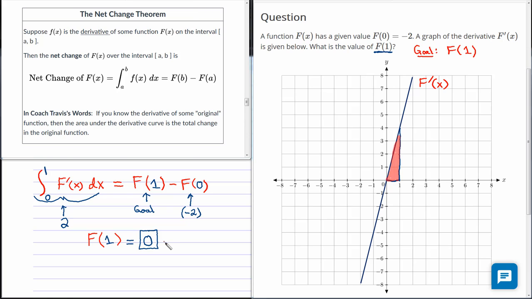So if that made sense, awesome. If it didn't, you can just focus on the algebra, because the algebra makes it as clear as anything else.